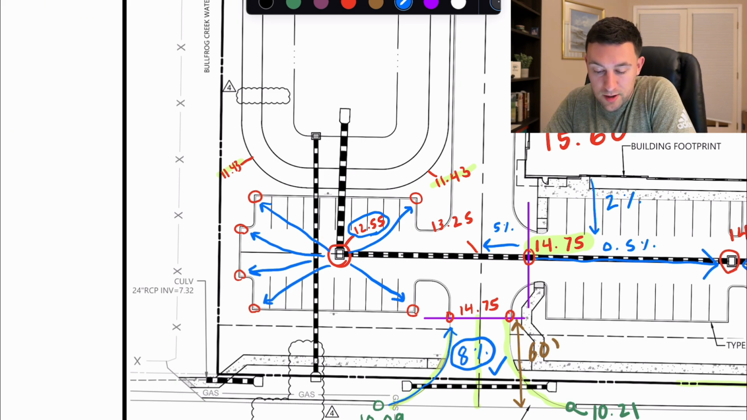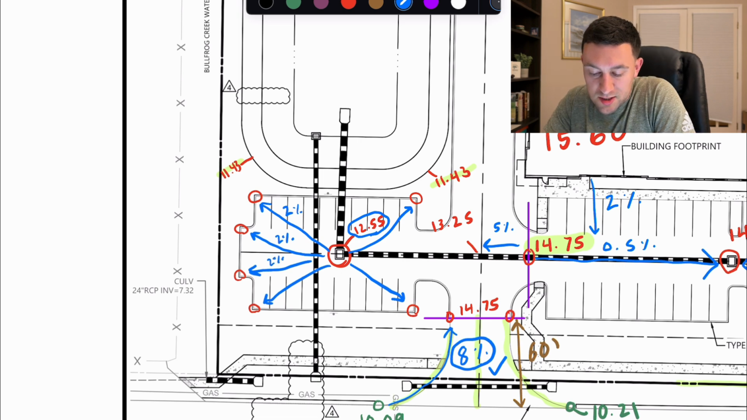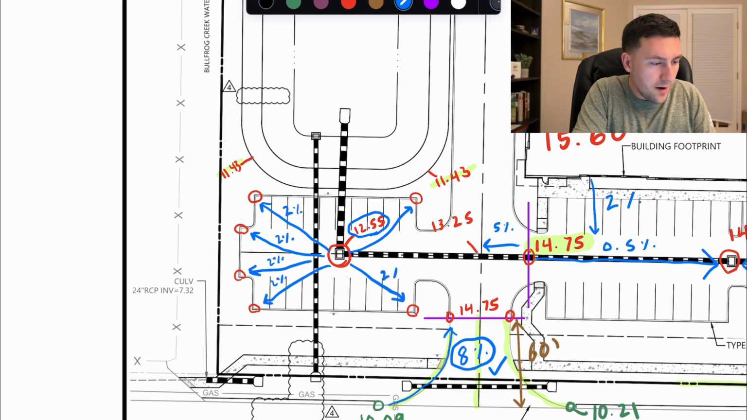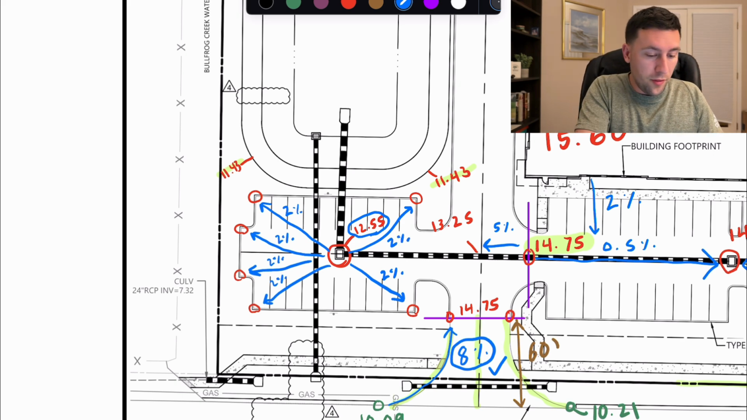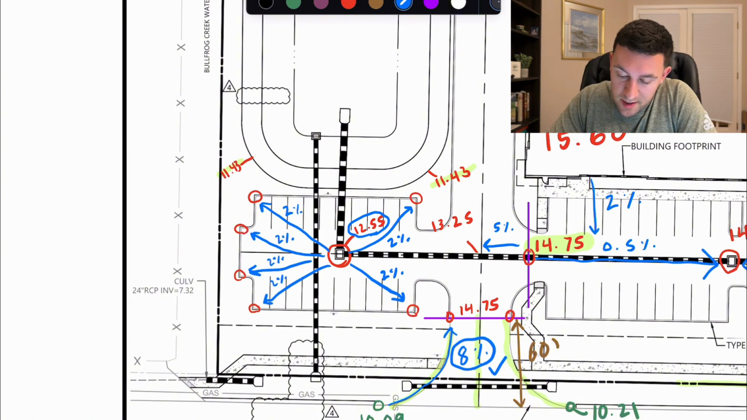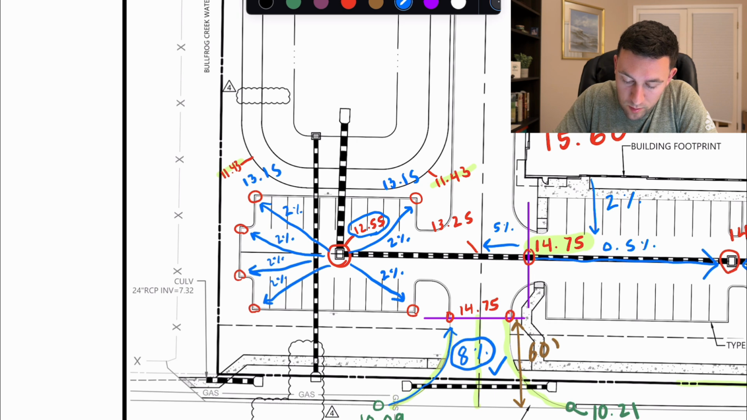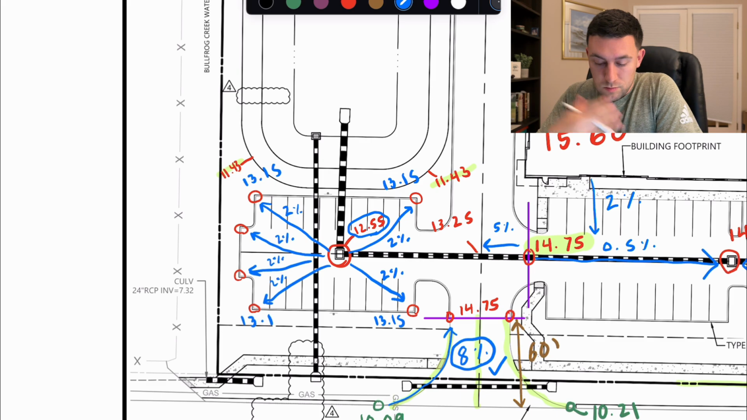Well, I know that I'm going to grade this whole little parking lot at 2%. So what I can start doing is grade 2% from here all the way up to here, from here to there. So I'm going to put these grades here in blue. So we have 12.55 plus, this is 12 plus 19 feet. So let's call it about 30 feet that we're grading at 0.02. So all these grades here are going to be set at 13.15, 13.15, 13.15. That allows water to drain from those higher points to the lower points there.